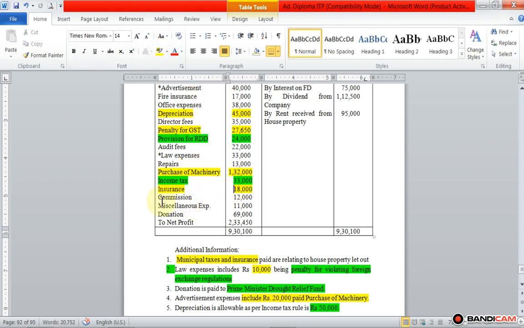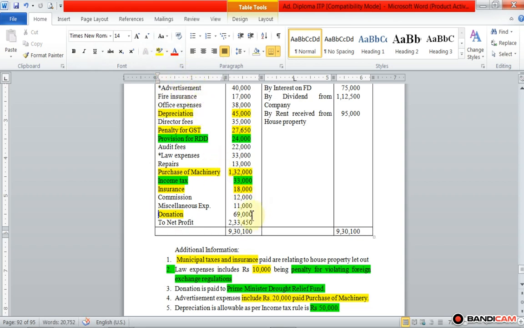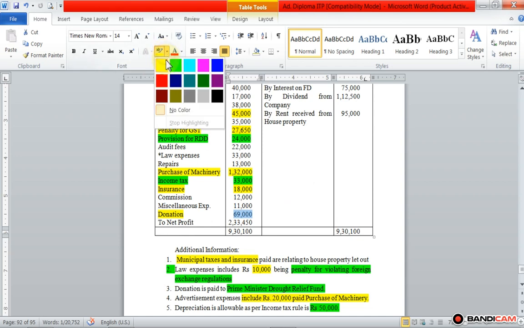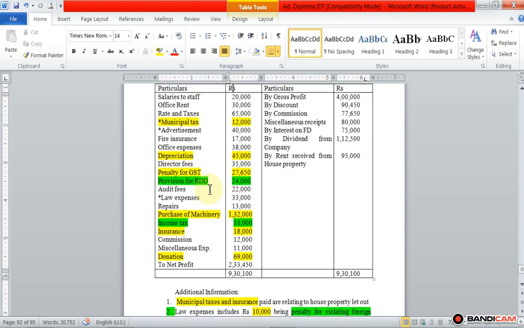Then commission is an allowable expense of the company. Miscellaneous expense is an allowable expense of the company. Donation is a disallowed expense of the company. Donation is given to charity, to an orphanage, to a temple. All donations are disallowed, amounting to rupees 69,000. Here we find the disallowed expenses which are recorded on the debit side of the profit and loss account.